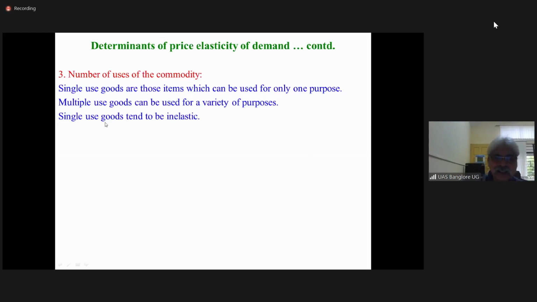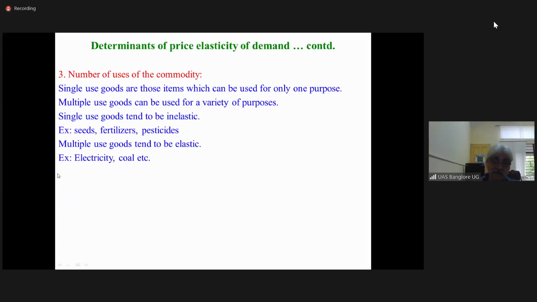If the good is a single-use good, then it tends to be inelastic. You use it, it gets exhausted, so you have to purchase it again. So it becomes inelastic. For example, seeds, fertilizers, pesticides in agriculture. Every season you have to purchase the seeds, fertilizers, pesticides, and so on. But multiple-use goods tend to be elastic because you can repair it, you can use it again and again. So durable goods.